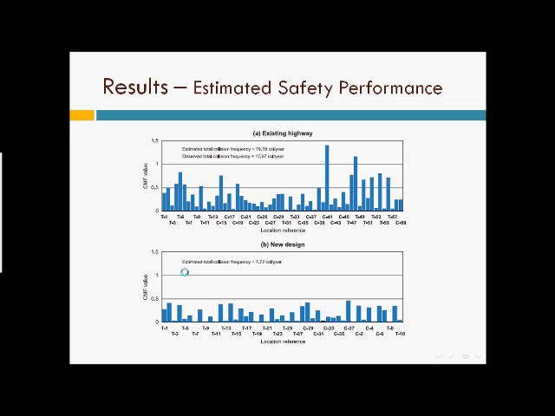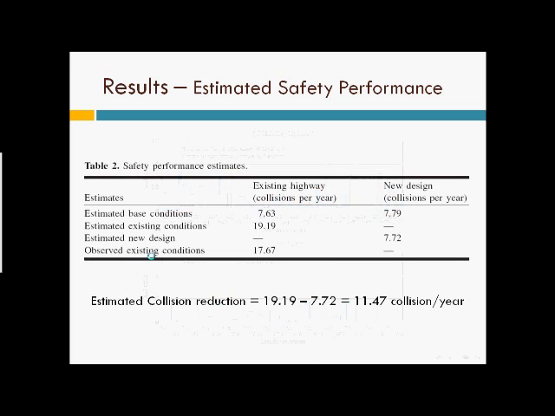In the new design, we are estimating a total collision frequency of 7.72 collisions per year using the CMF values for the new design. As you can see here, this is a comparison between the estimated base condition. We have 7.63 for the existing, and then the estimated for the existing condition we get 19.16, and for the new design we are estimating 7.792 for a base, but we are estimating a new design of 7.72. The observed was 17.67 collisions per year.